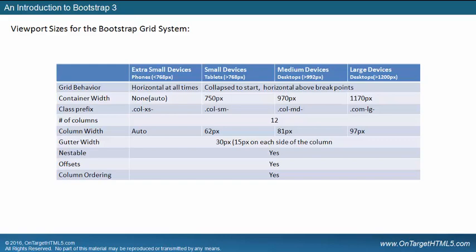And then for larger devices, and that's desktops that have a screen resolution of greater than or equal to 1200 pixels across, our container width is 1170. Our class prefix is going to be .col-lg-, and our column width is going to be 97 pixels. So that gives you an idea of how these actual classes are set up inside the Bootstrap CSS file. And again, we're going to do a couple more tutorials on the grid system so we can talk about the nestable, the offsets, and column ordering.